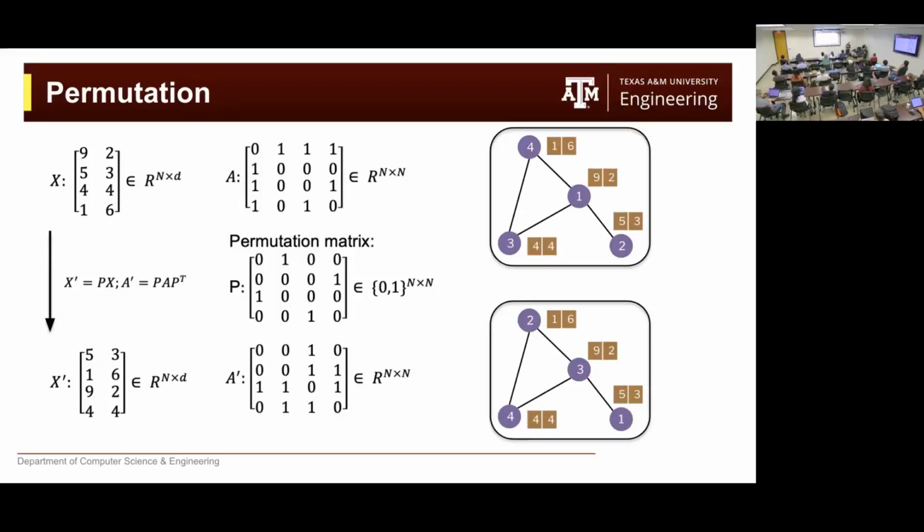Just a reminder: if you have a permutation matrix like this and you multiply on the left, it will permute the rows. If you multiply on the right, it will permute the columns. If you do both, it will permute the rows and columns at the same time.